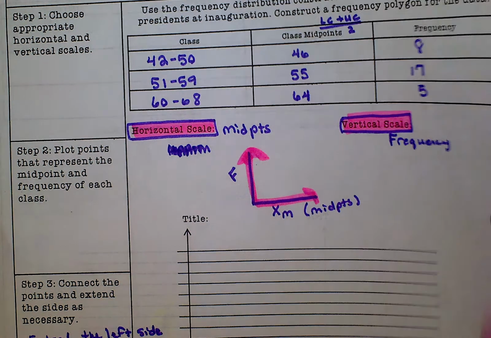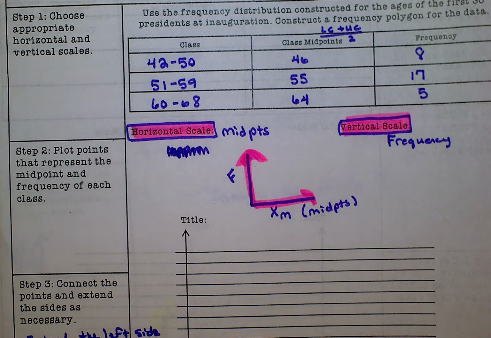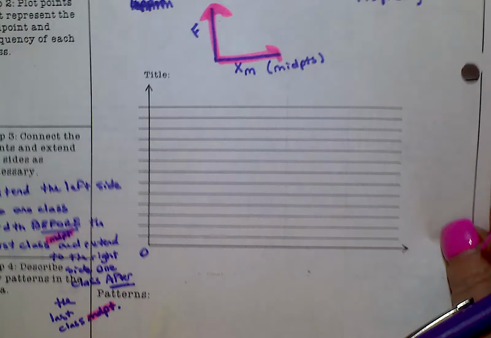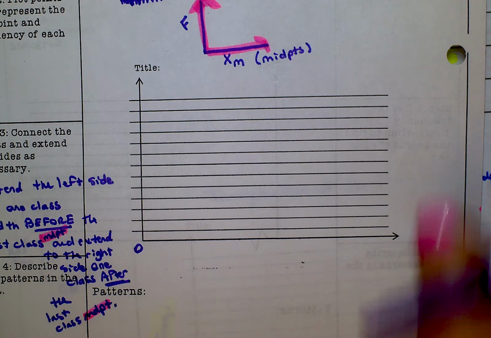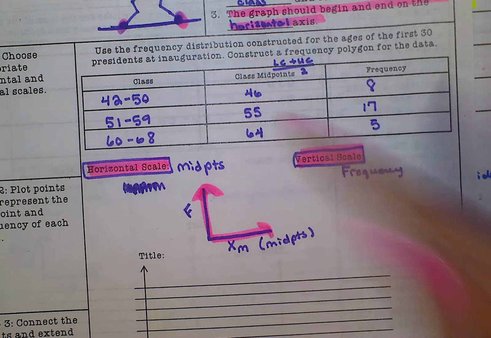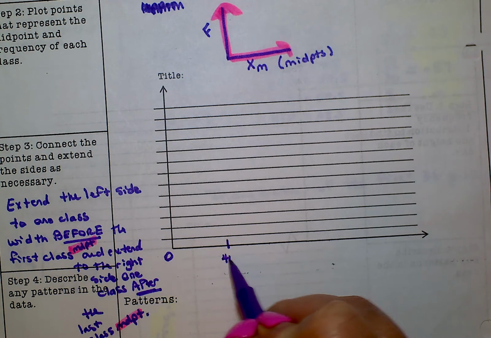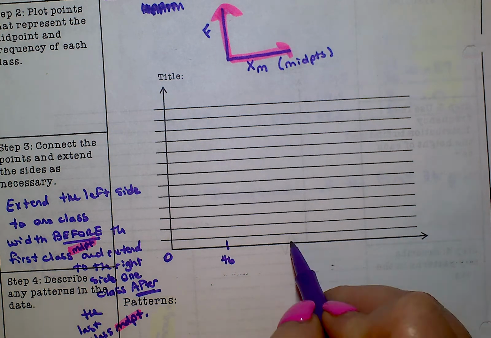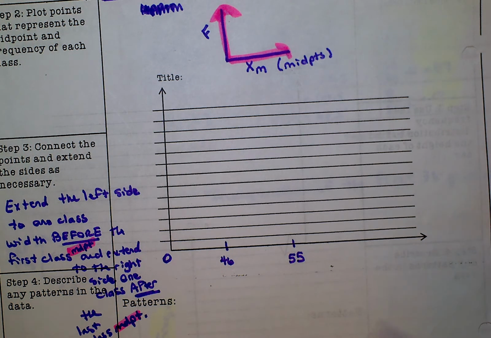Okay, so let's go ahead and look at our midpoints. You got to be careful here as you're going through, because remember, we've got to space it over because we're going to have to go back to the left. So we're going to have to extend, we've got to go backwards and forwards, and you'll see in just a minute. So my first midpoint that I have here is 46, okay? So I'm going to space over to about 46. My next midpoint is 55. My next midpoint is 64.